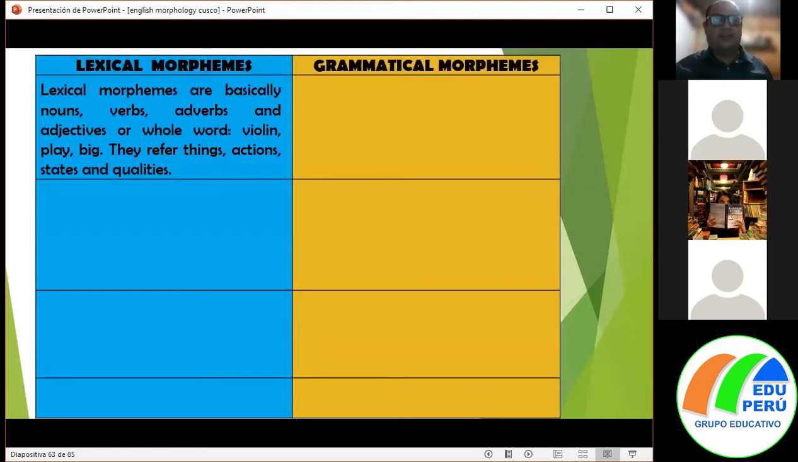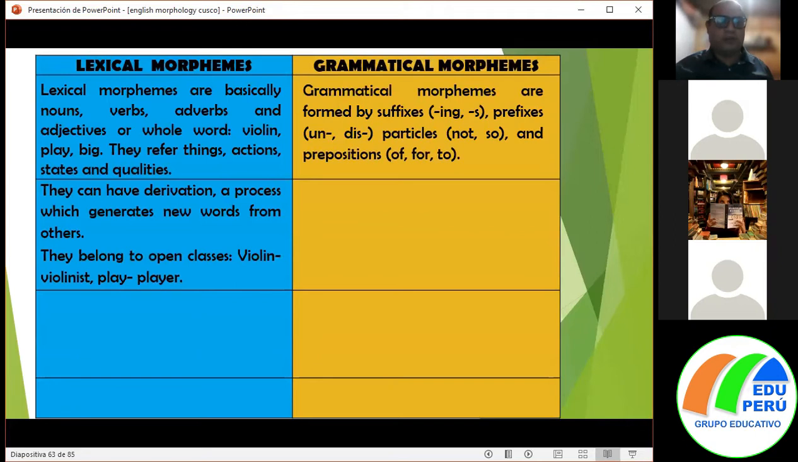So lexical morphemes, remember, are composed of words. They belong to the open class words. We have nouns, verbs, adverbs, adjectives. They can have a derivation process. We can generate more words from this root, from the base word.